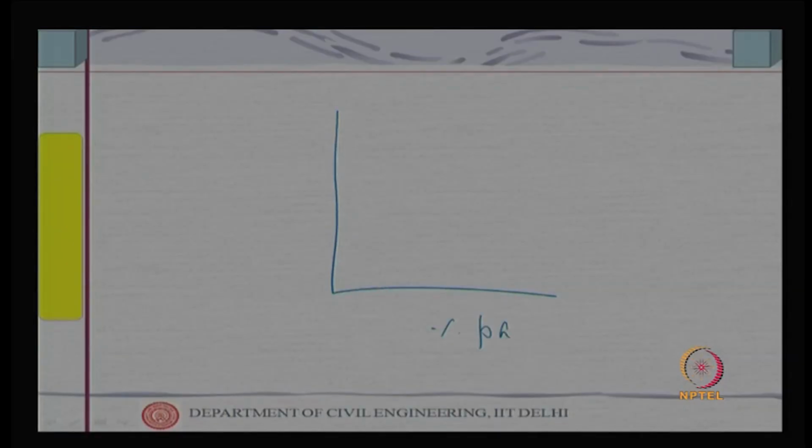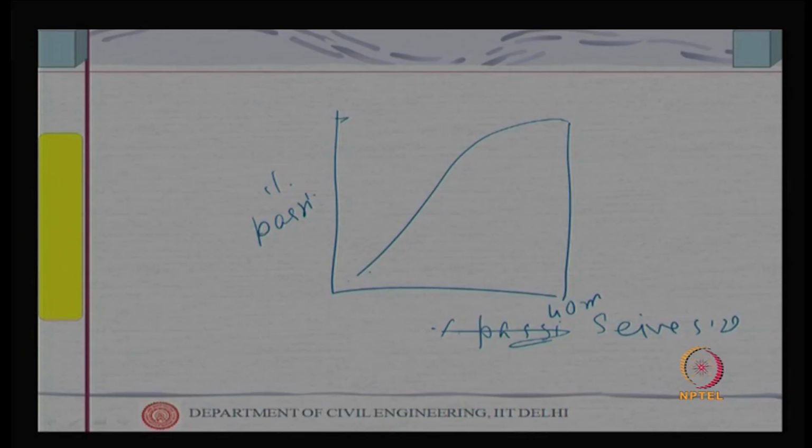Percentage passing, sieve size on this side, percentage passing. So, if you have 100% passing for 20 mm, 40 mm MSA, something like this, etc. So, typical grading curves are plotted like this. I must be having one somewhere, I will come to that sometime later on.